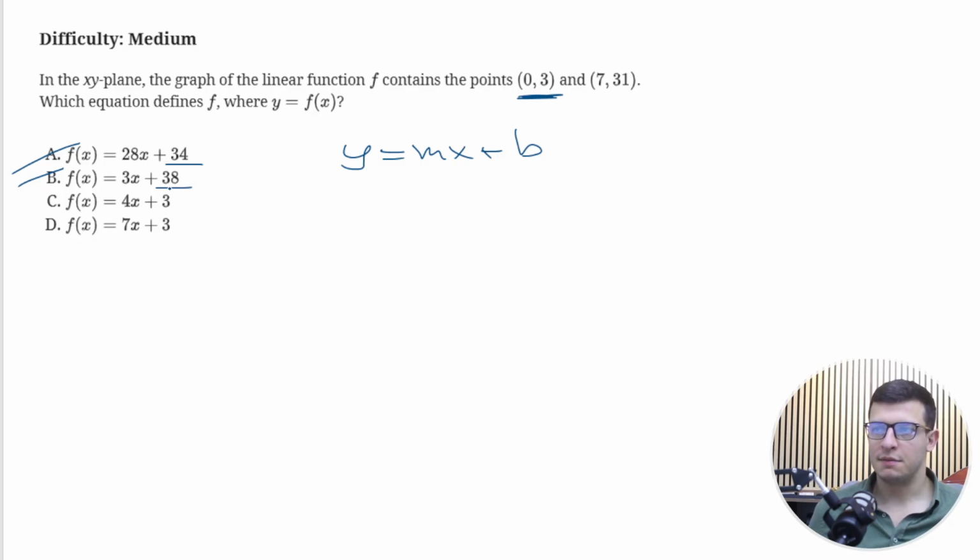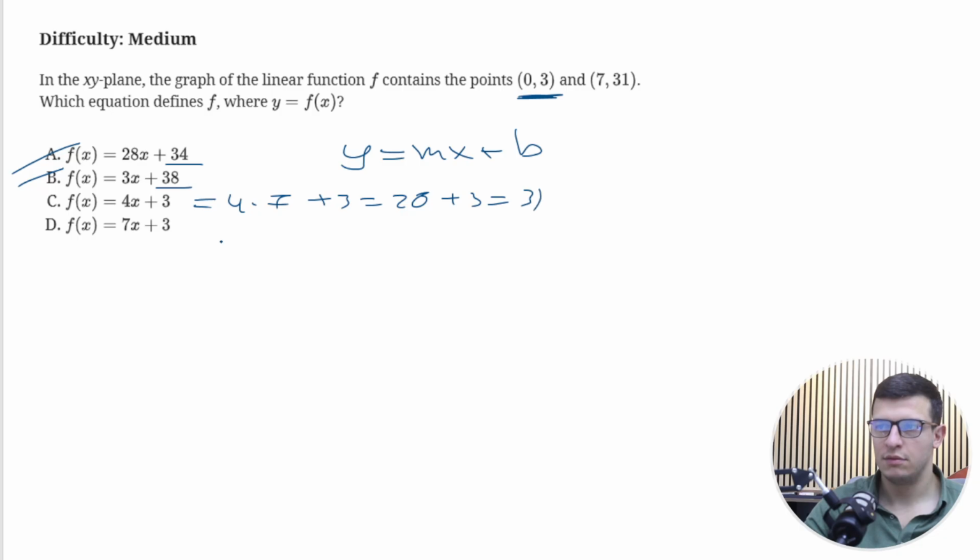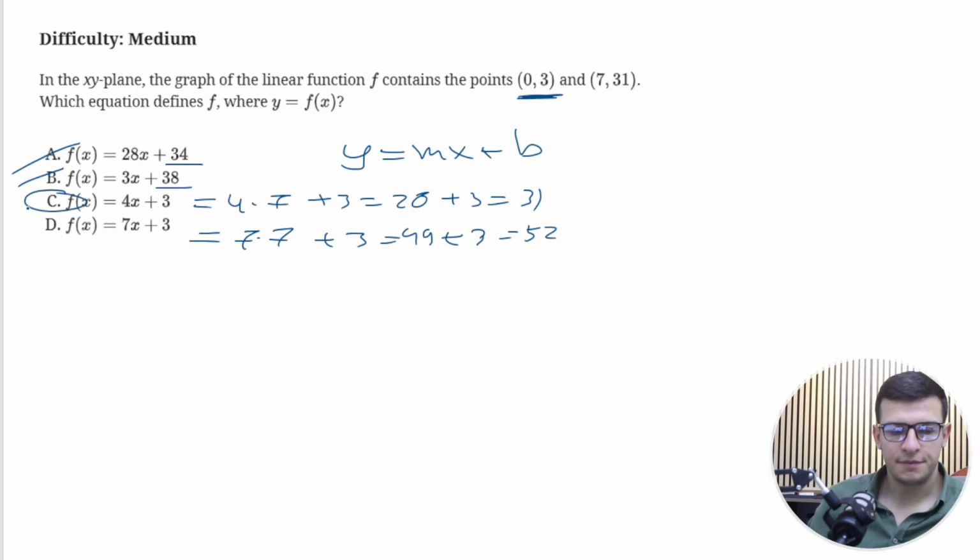Now I can test them out because the first point works for both of them, (0, 3). And (7, 31), we can test it. For example, this one, 4 times 7 plus 3 is equal to 28 plus 3, which is 31. There you go, that's probably your answer. And the next one, just for fun, 7 times 7 plus 3, that's 49 plus 3, and that's 52. So the answer is going to be C.